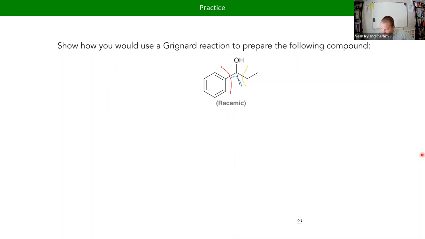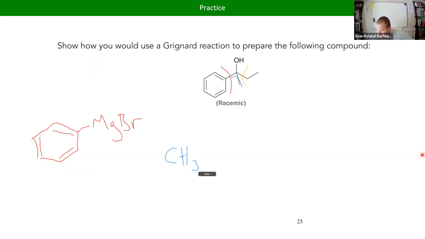So if we wanted to have phenyl magnesium bromide as our Grignard reagent, the blue and the yellow would still be attached, right? So we would just start with... So we could start from 2-butanone and react it with phenyl magnesium bromide to get that product. Or we could pick any other combination that we wanted.